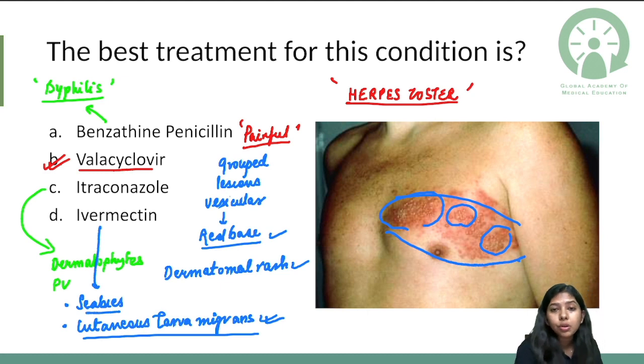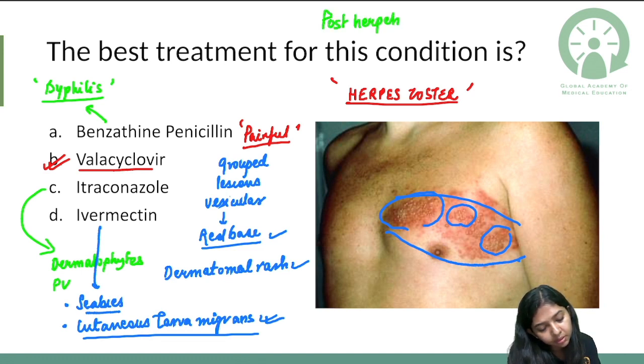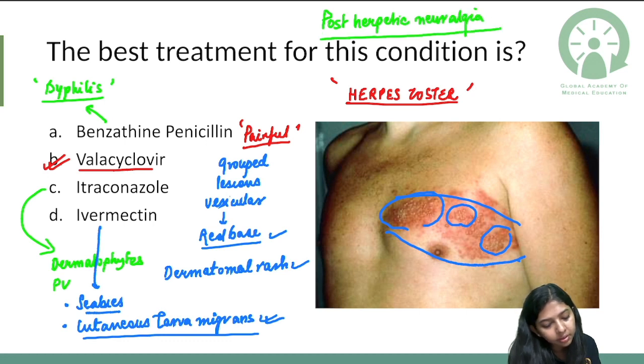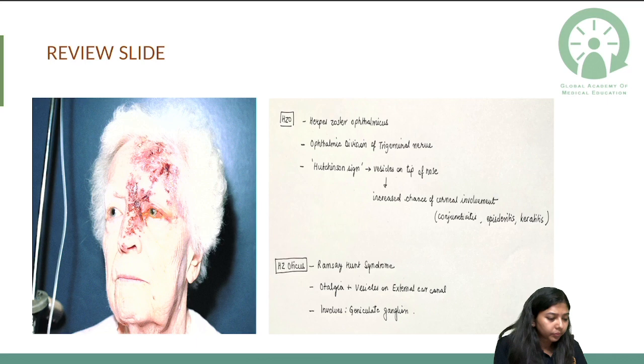So we are looking at herpes zoster. What is a very common complication of herpes zoster? Post-herpetic neuralgia. Right? It's a very common complication because the pain, burning sensation persists even after the rash has resolved. So it's a condition that has to be treated with neuroleptics. You have to give tricyclic antidepressants, gabapentin, pregabalin. So that is the treatment for post-herpetic neuralgia.